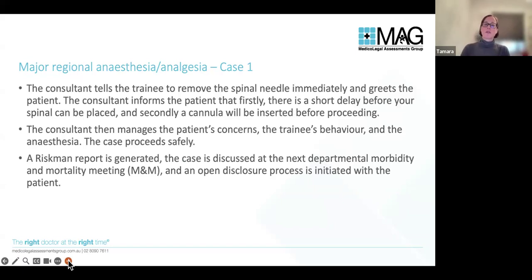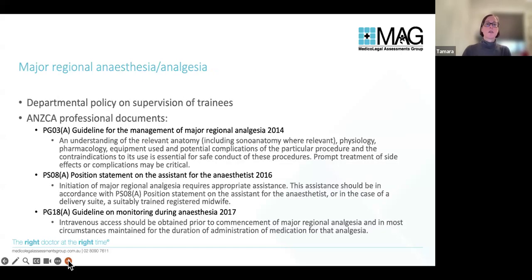The consultant, I'll just flip through this, obviously manages this, and the important things are to proceed safely, but also to follow that up. And there's a risk management system for internal investigation of this. And there's obviously the new open disclosure legal processes that are initiated.